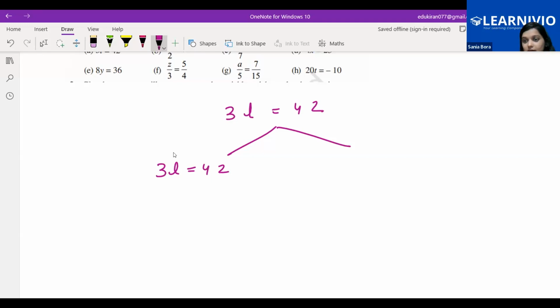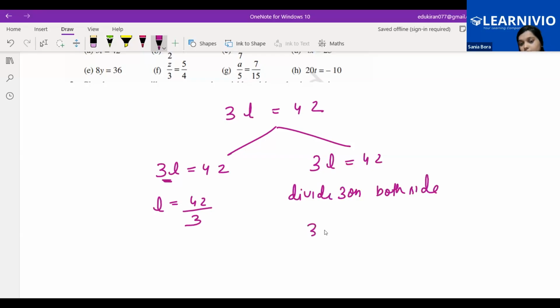What is the relationship between this variable and this number? Ma'am, they are multiplying. Once they move to the other side, that will be division. So L would be 42 divided by 3. Then you can solve it and you get the answer. Now the other method which we follow here, since it was multiplication, you will say divide by 3 on both sides. Clear?